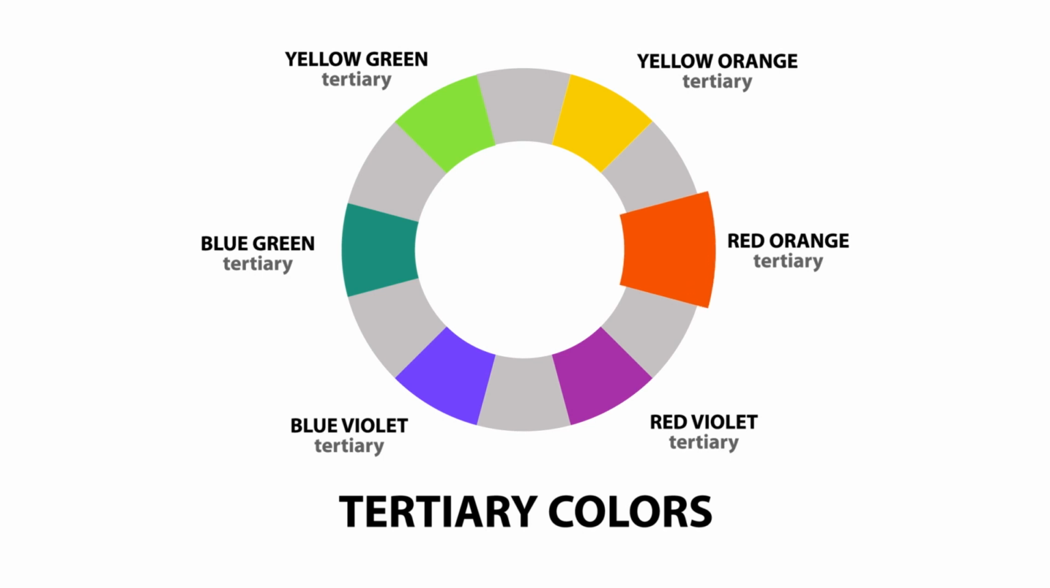Colors like red-orange are referred to as tertiary colors, which we get by mixing primary colors with secondary colors. It just so happens that tertiary colors are the ones that will be filling up the remaining blank spots on our color wheel.